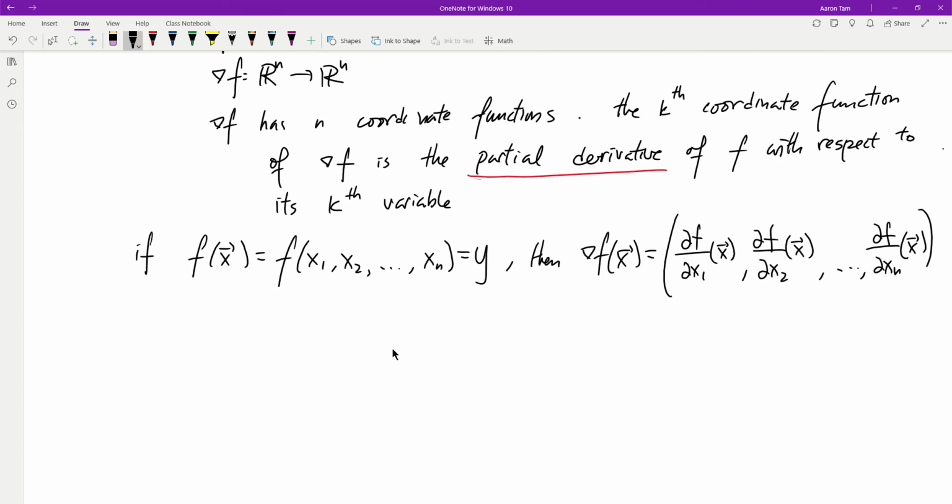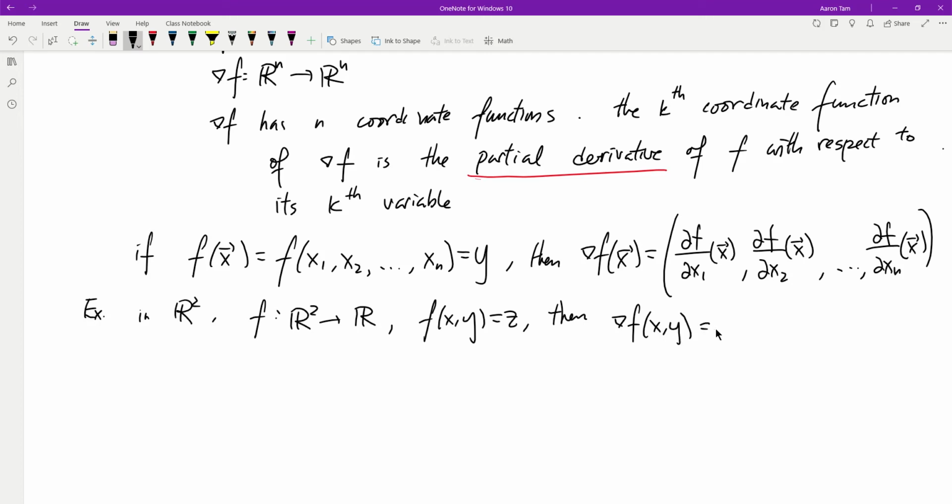So let me give you some specific examples. Let's say we talk about an R2 function, so f maps from R2 to R. In this case our function is f of x, y equal to z. Then the gradient of f of x, y would equal df over dx evaluated at x, y, and df over dy evaluated at x, y.